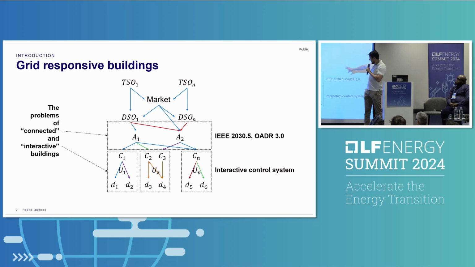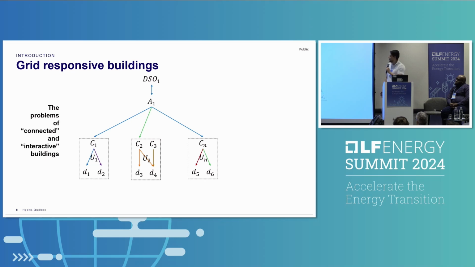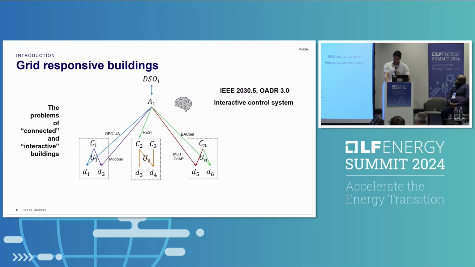So even though there are some efforts, the status quo is very far from what we wish it to be. So just a little bit more detail on the connection between the DSO and the aggregator. Usually what you will do is try to use a protocol between the DSO and the aggregator, and the brain is going to be on the aggregator.